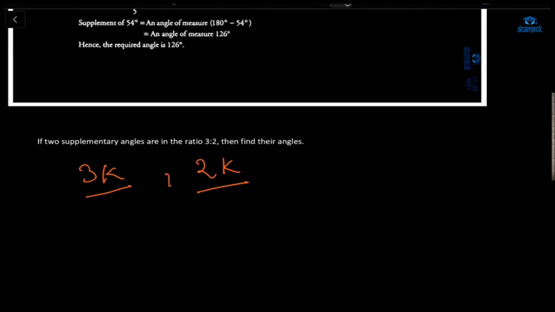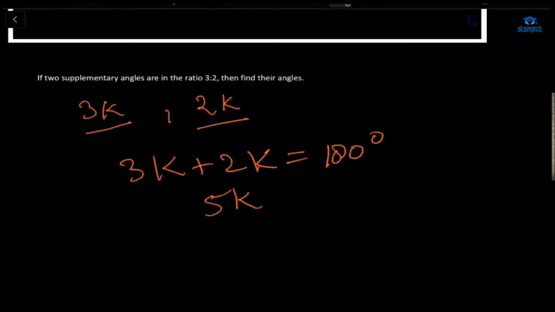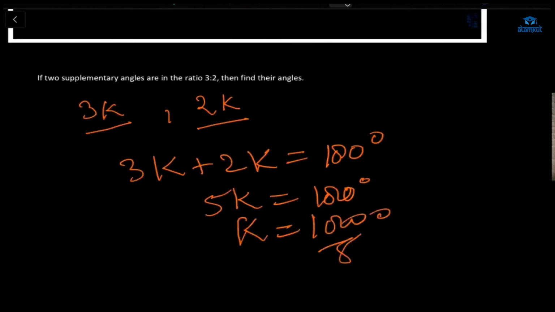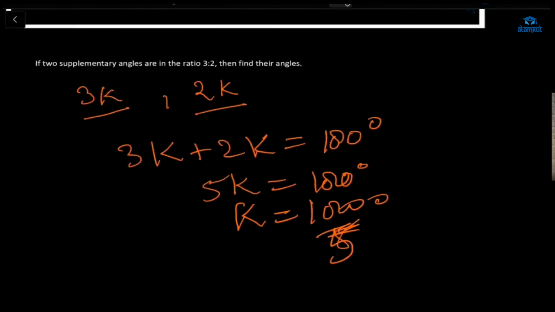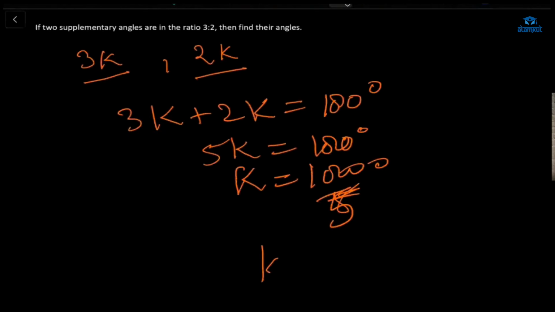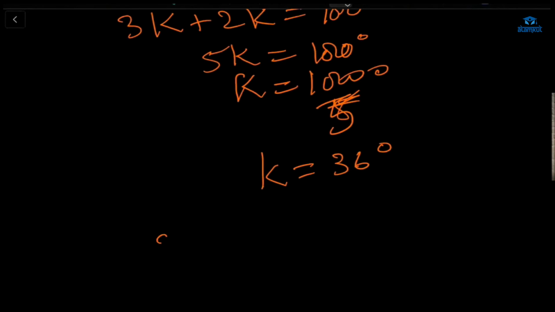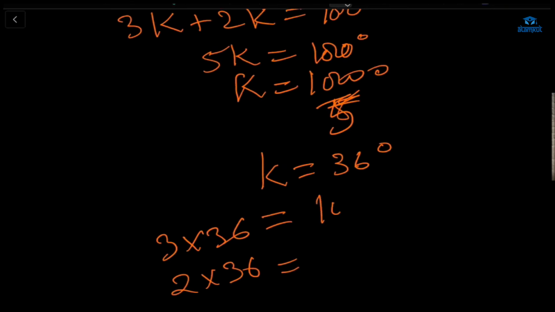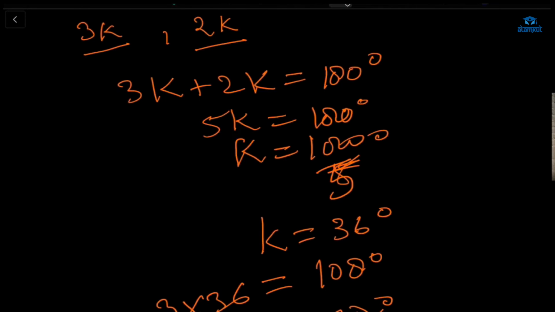Now, what is the definition of supplementary angles? The sum of supplementary angles is 180 degrees. So 3k plus 2k is equal to 180 degrees. That means 5k is equal to 180 degrees, and k is equal to 180 upon 5, which gives k equal to 36 degrees. Now the angles will be 3 into 36 and 2 into 36, which is 108 degrees and 72 degrees. Any doubt in this?